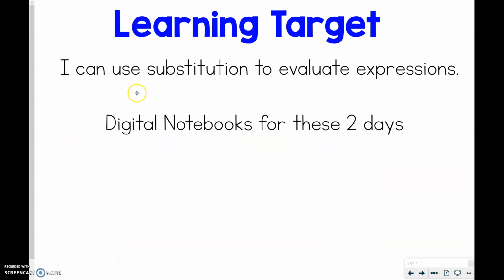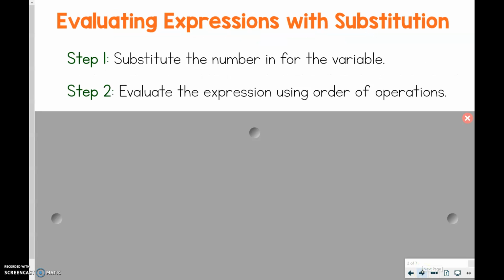So we're going to talk about using what we call substitution to evaluate expressions. It's basically what we were just doing. We're just adding one step. So for your digital notebooks, it's only for these next 2 days, Thursday and Friday. And they're a little bit more of a reference. I don't believe there's really anything you need to type in. There might be something small, but in general, it's more of a reference for you these next 2 days, and we'll have a new one next week continuing this topic. So let's jump in and get started.